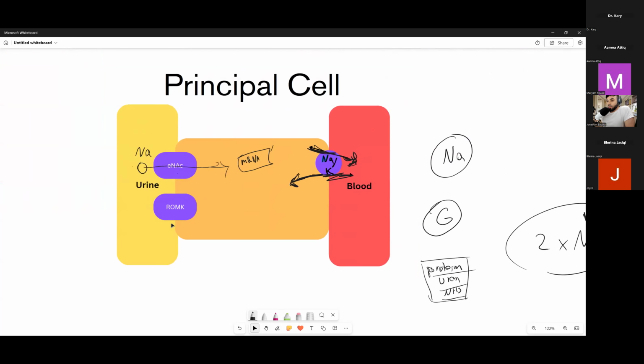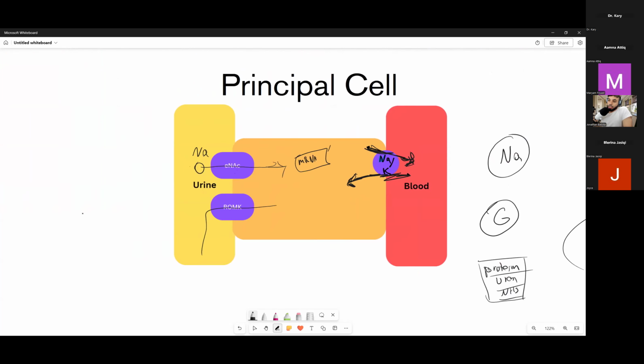Okay, so let's take a look at this. ROMK is responsible for the excretion of potassium into the urine. And then, of course, your sodium potassium ATPase is going to allow for this to flow in and out of the blood. Okay, so what is the big deal here? I'm going to include now 2 hormones. ADH is able to activate aquaporin channels. These aquaporin channels are going to facilitate the entry of H2O into the bloodstream.